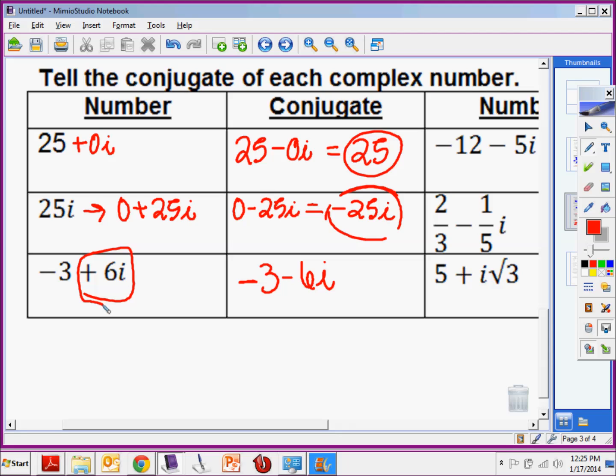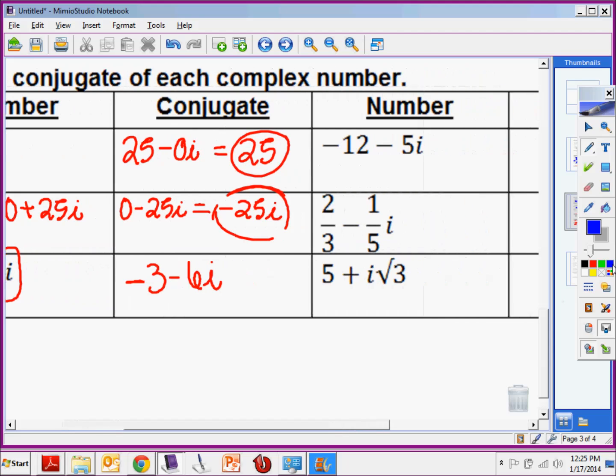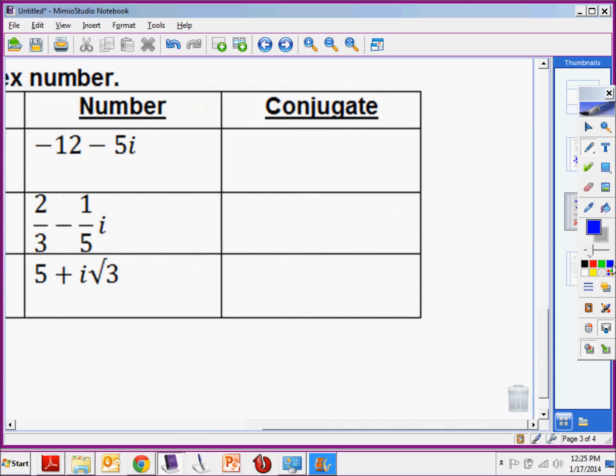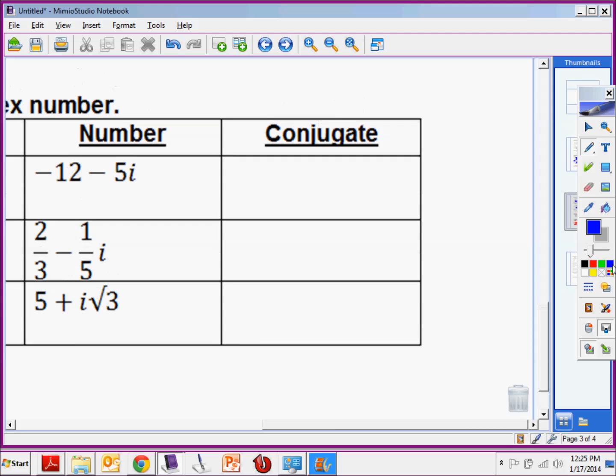I think we got it. I was behind. I was still filling in. All right, I'll let you try again. What's the conjugate for negative 12 minus 5i, Noe? You put negative 12 plus 5i. Thank you. Great job, Noe. There you go. Don't steal my thunder next time.